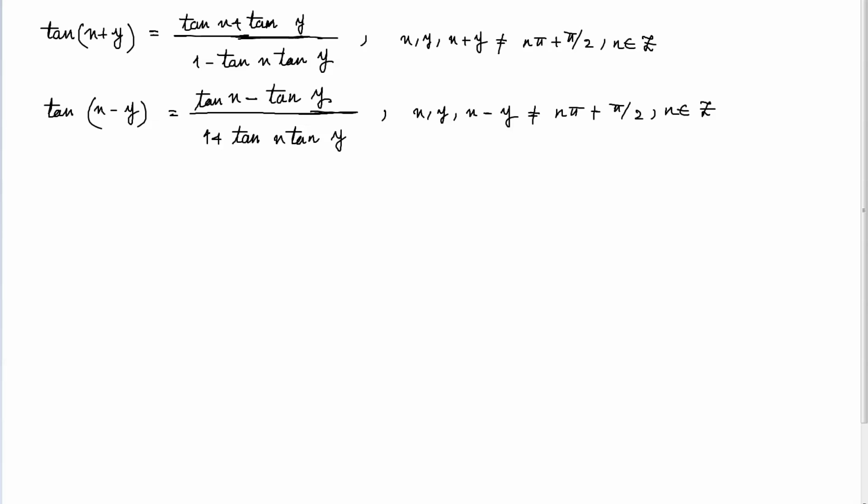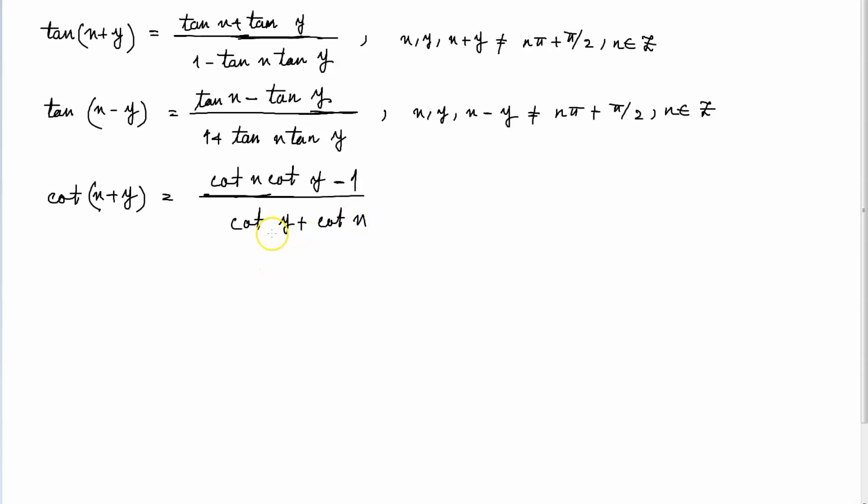Now, the cot of x plus y, we said that the cot of x plus y is equal to cot x cot y minus 1 over cot y plus cot x. And that is provided that, of course, x, y and x plus y are not equal to any multiple of pi, because at x equal to pi, for example, the cos of x is equal to 0, then cot is not defined. It's not equal to n times pi for all n belonging to the set of integers.